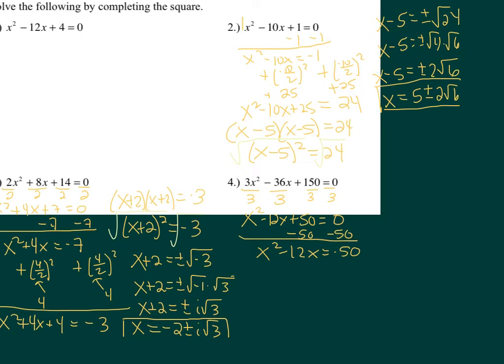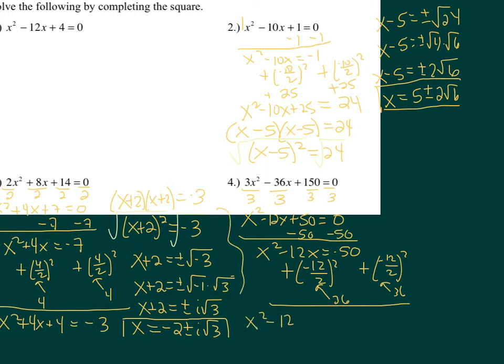Now I'm going to take half of the negative 12, square it, and add it to both sides. Well, half of negative 12 is negative 6, squared is 36. So I'm really adding 36 to both sides. And I'll get x squared minus 12x plus 36 is equal to negative 14. So again, I've got a negative as my constant on the right-hand side of the equation, so I'm thinking I'll end up with an imaginary unit in there.